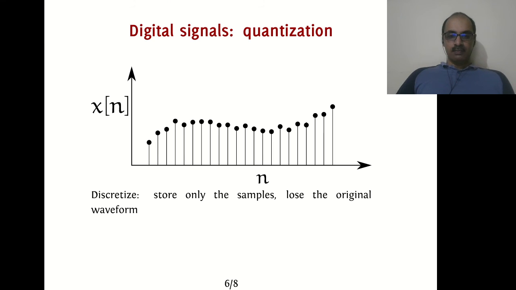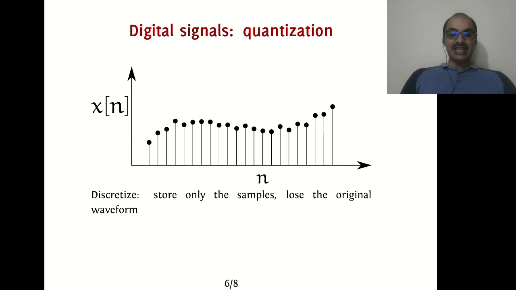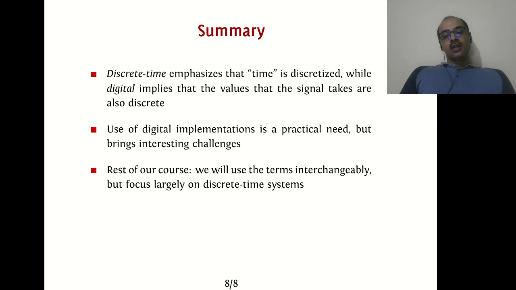Just to give you a perspective, let us say that this discrete time signal came by only restricting the values of n from a continuous time signal. By quantizing x[n], notice that the values which x[n] takes are also now limited. This quantization is what leads to a digital signal as opposed to what was just a discrete time signal. To summarize, discrete time emphasizes that the time is discretized, while digital implies that the values that the signal takes are also limited to a discrete set of values.